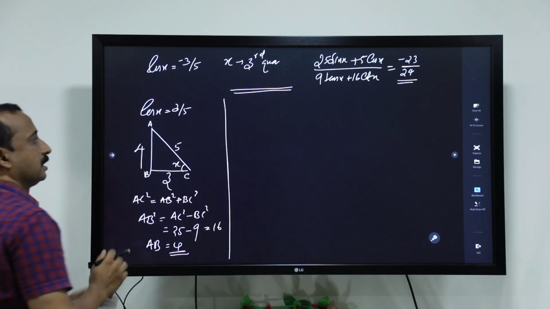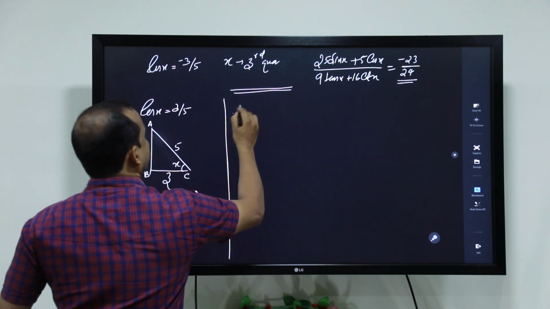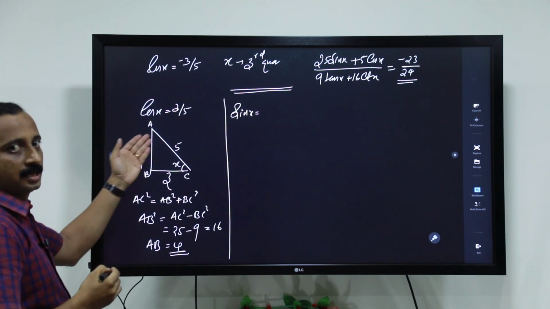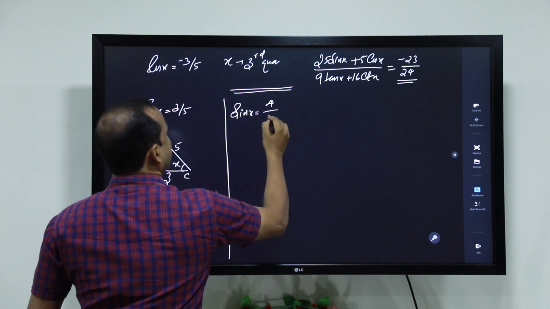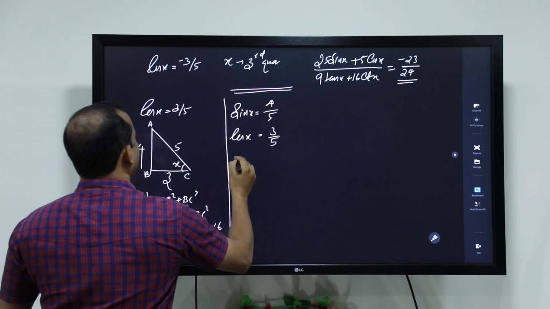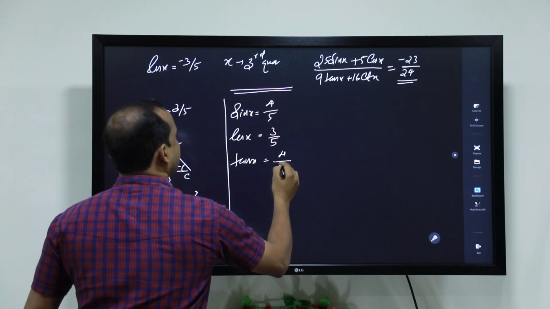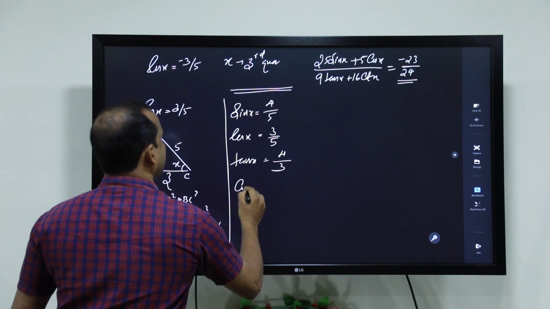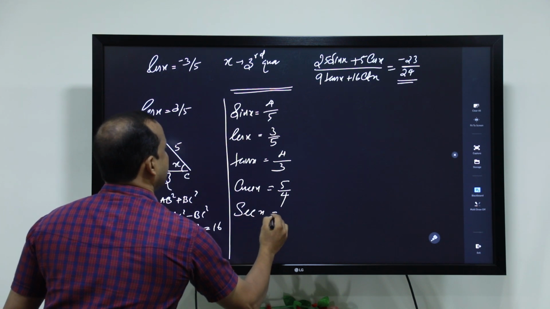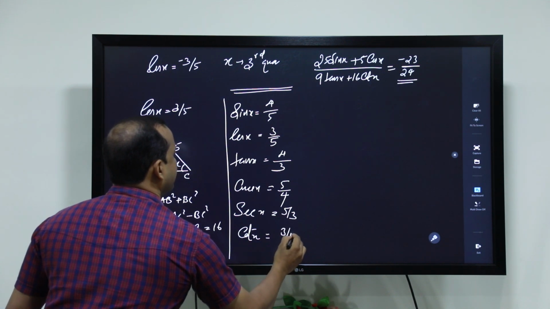Next we find the other functions. First of all, we find all trigonometric function values. You know what is sin x? Opposite side by hypotenuse, that is 4 divided by 5. Then cos x, adjacent side by hypotenuse. Then tan x, opposite by adjacent side, that is 4 divided by 3. Then the reciprocal, cosec is 5 by 4. Sec x is 5 divided by 3. And last, cot x is equal to 3 divided by 4.